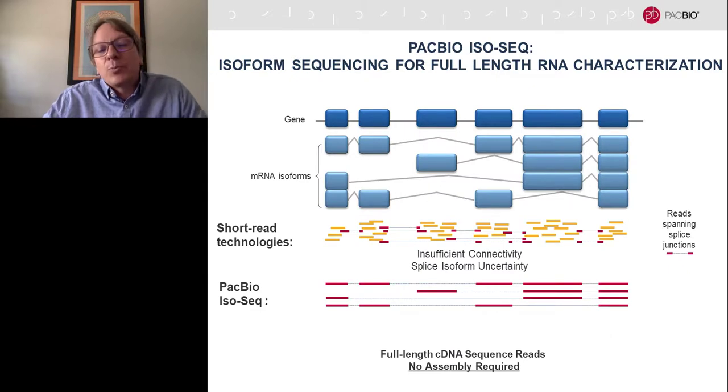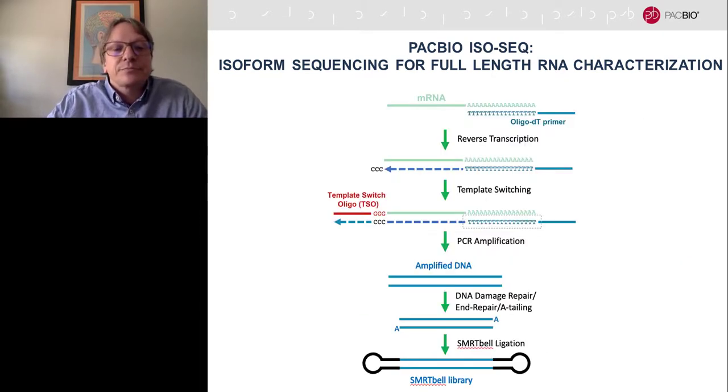So we decided to approach this problem using PacBio's approach to RNA sequencing, which we call ISO-SEQ or isoform sequencing. So ISO-SEQ takes advantage of the full-length RNA information by generating a full-length cDNA that goes into our sequencing technology, which can generate long, accurate reads. And so there's no assembly required during the evaluation. Rather, you just get a full-length sequence.